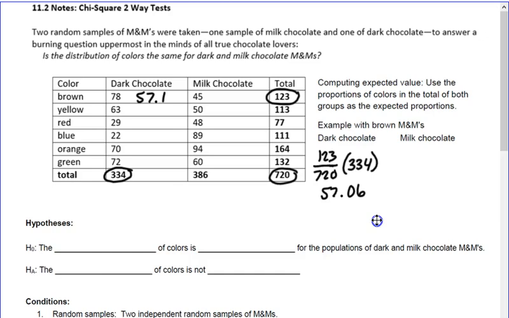For the milk chocolate, then we would be looking at the total of the milk chocolate. We would have 123 out of 720, or about 17% browns, and then apply that to the total number of milk chocolate, and we would get the number of browns that we would expect. That turns out to be about 65.9.